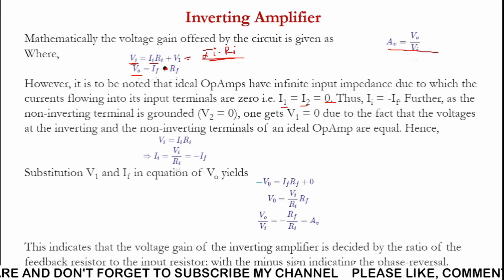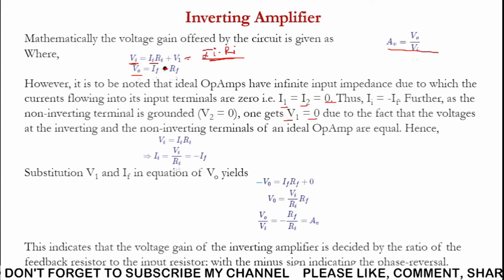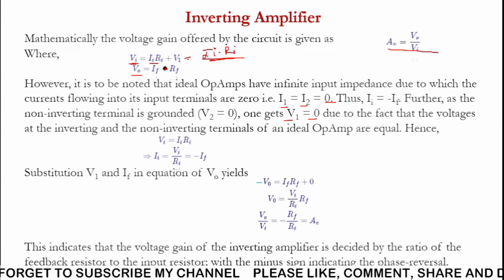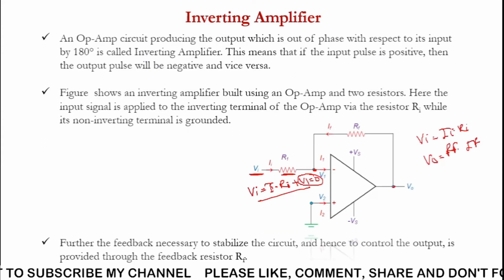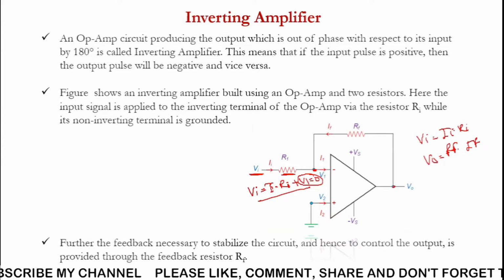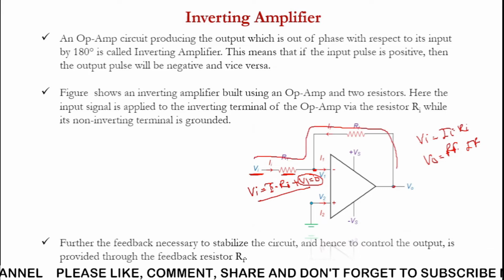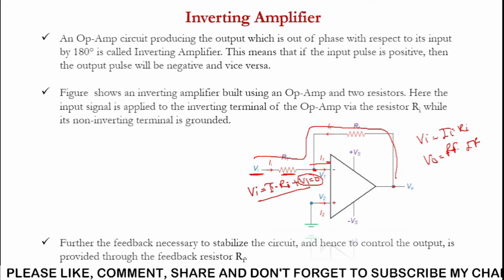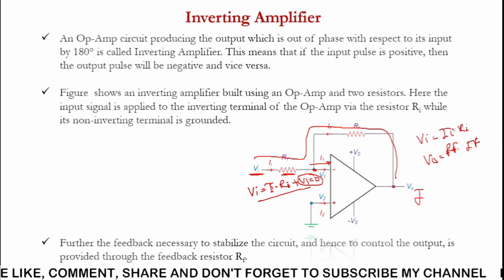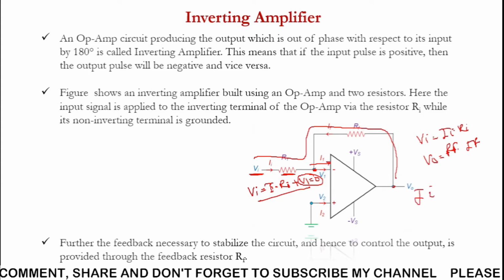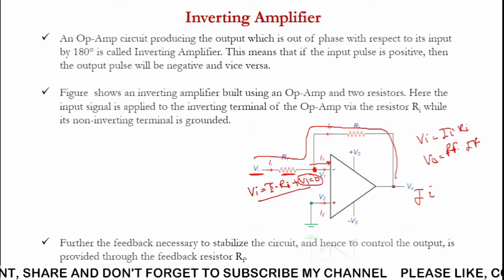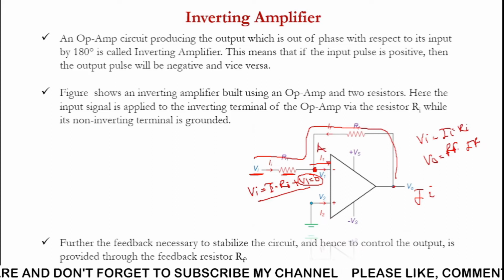So it is considered that I1 and I2 both are equal to 0, current entering the inverting and non-inverting terminal as 0. So we can see here, according to Kirchhoff's current law at junction V1, current entering the node is equal to current leaving the node. So current entering the node are Ii and If, and current going outside the node is I1.